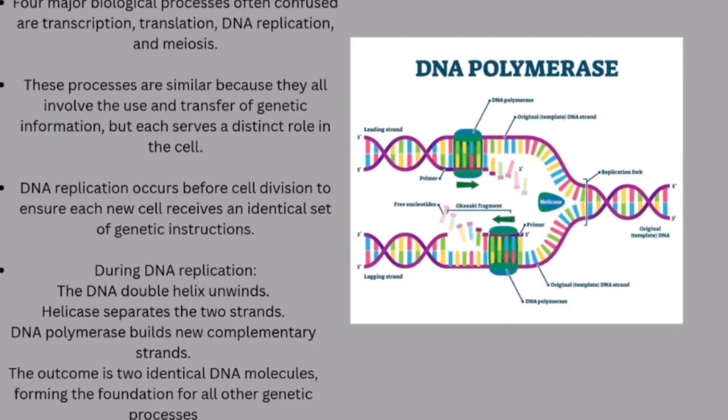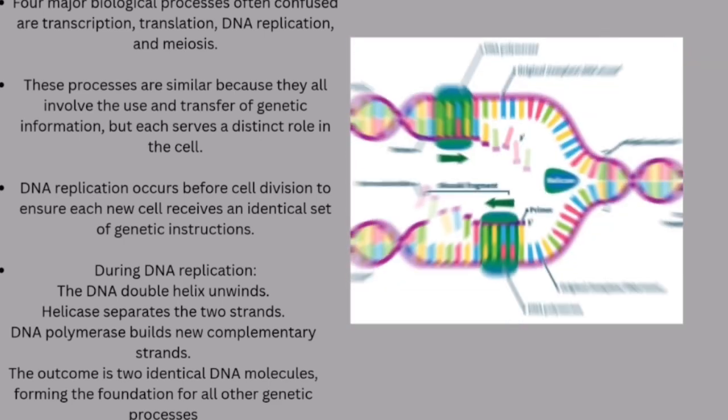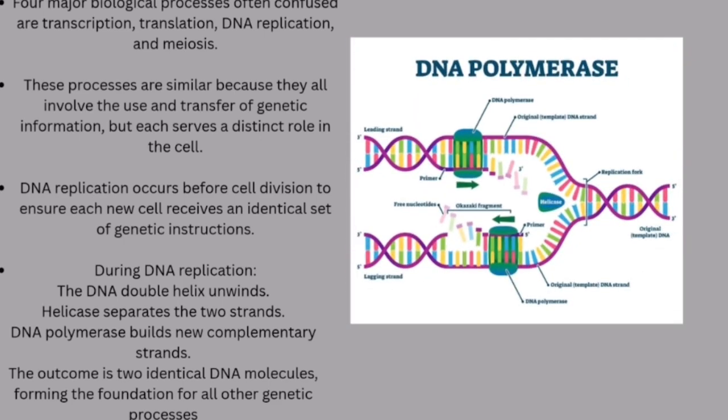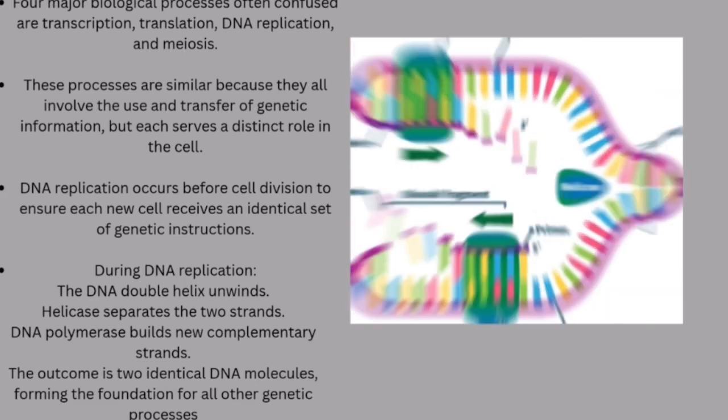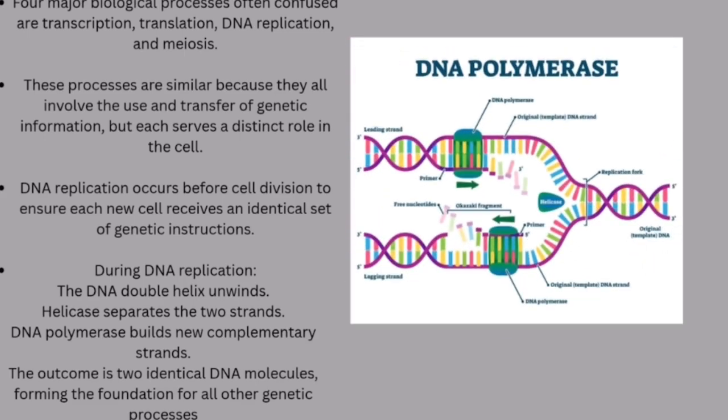DNA replication is the process that occurs before the cell divides, as it needs to make an exact copy of the DNA so that both new cells receive the same instructions. The DNA double helix unwinds, enzymes like helicase separate the strands, and DNA polymerase builds new complementary strands, resulting in two identical DNA molecules. That marks the foundation for everything else.